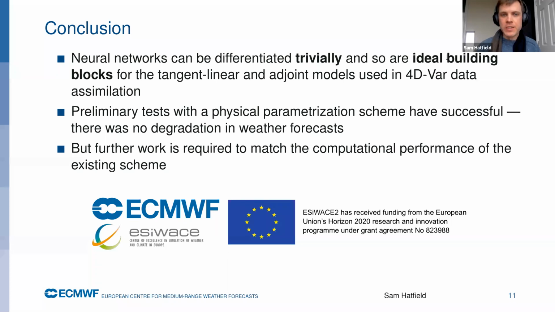So that's basically, I'm going to finish there and say that neural networks can be differentiated trivially by design. And so they're the ideal building blocks for these Jacobians, tangent linear and adjoint models, which are essential to doing 4D-Var data assimilation. I've done some preliminary tests with a specific physical parameterization scheme, and I would say they were successful because there was no degradation in the skill of the weather forecasts. But it's very difficult to match the computational performance of the existing Fortran, and so getting there will require some more effort. So thank you for listening.